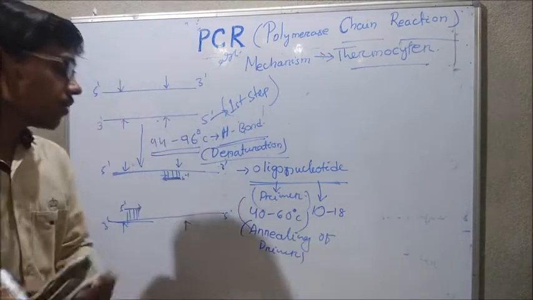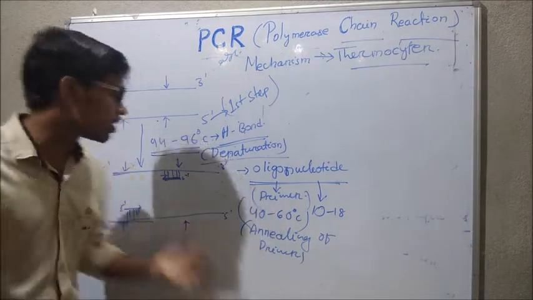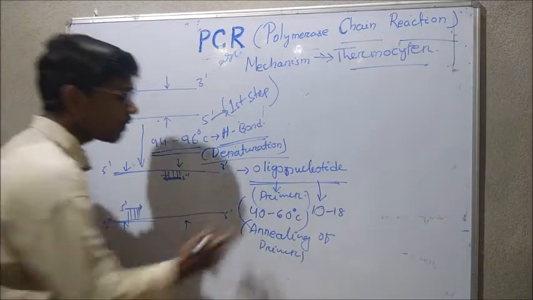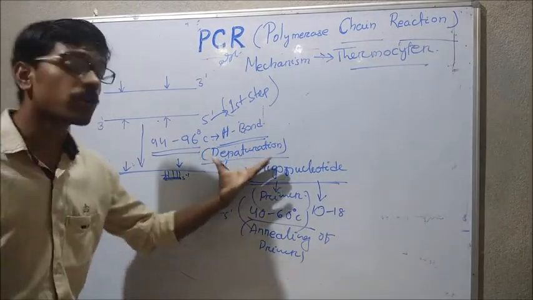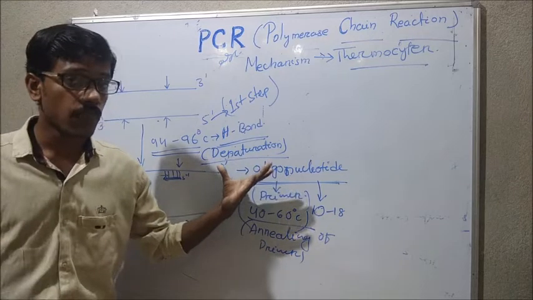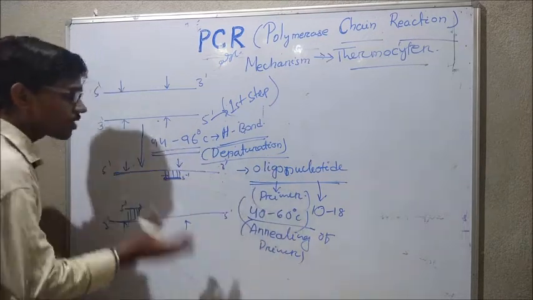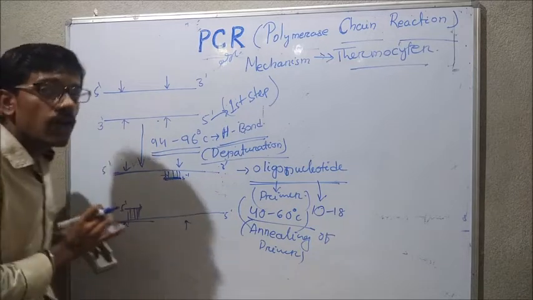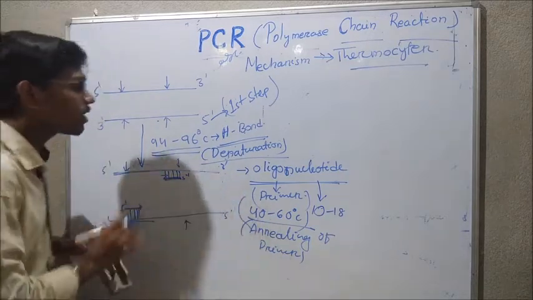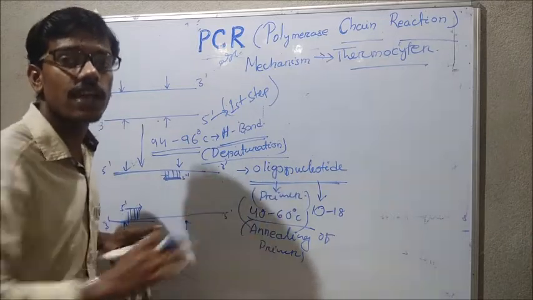Okay, for the annealing of primer with the template strand, there is a requirement of lesser temperature as compared to your denaturation process. Okay, so after the annealing process, this DNA primer has to extend. This DNA primer has to increase its length.